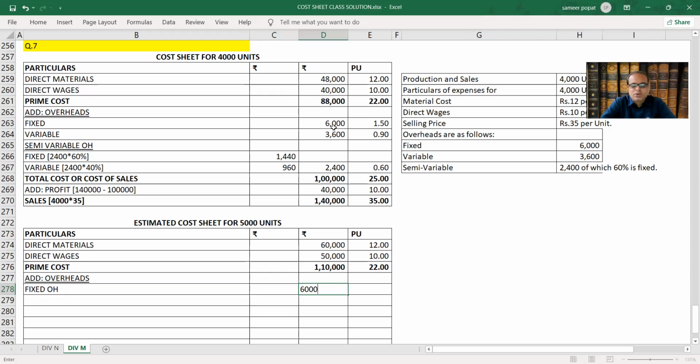Okay, so 6,000 would be constant. If I divide it by new quantity, 5,000 unit, I will get new per unit cost, that is 1.2. Previously it was 1.5, now it is 1.2. So its per rate will change, but total amount would be same. So here it is 6,000, that will continue even for 5,000 units. Next one is variable overhead.